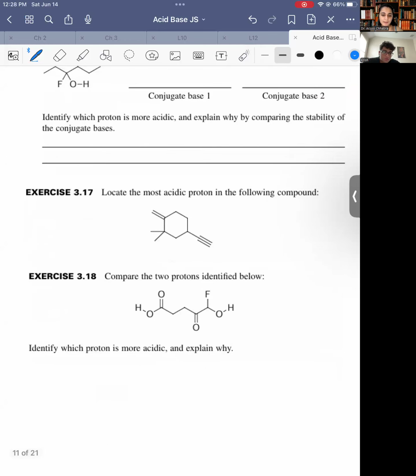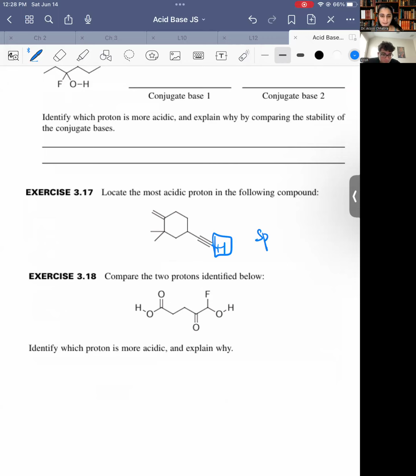Okay, compare the two protons. We're kind of done with that now. What about 3.17? The most acidic. It has to be the one with the triple bond. I think it's just comparing orbitals in this case. Yeah, exactly. You got it. SP hybridization. Okay, what about 3.18?